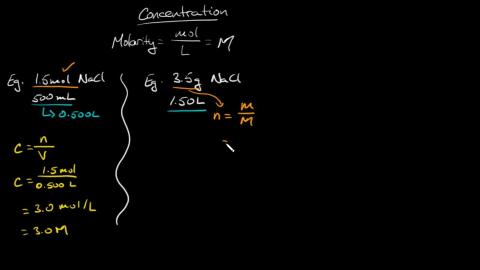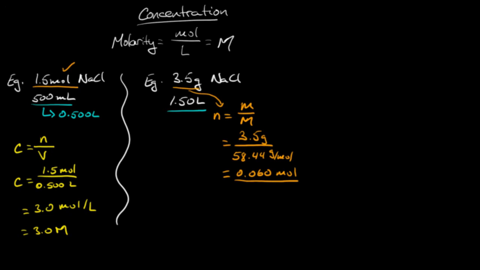So you would have to check out the molar mass of sodium chloride. You would take the number of grams, 3.5 grams, and divide by the molar mass. The molar mass of sodium chloride is about 58.44 grams per mole, which leaves us with 0.060 moles.